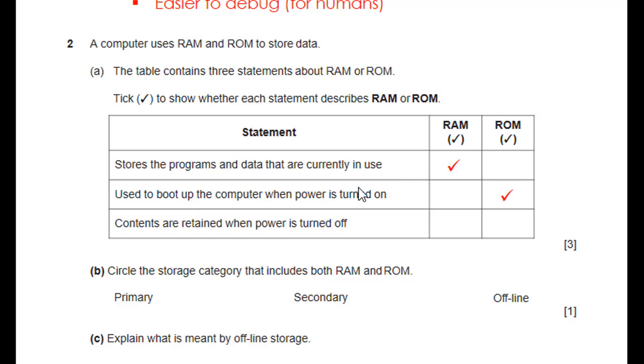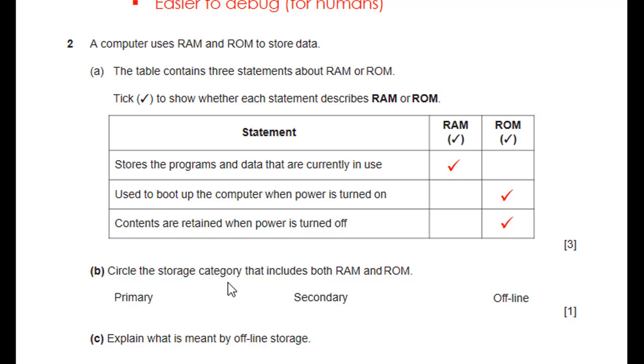And again, as I mentioned, RAM loses its data when there's no power. The ROM keeps its data when there is no power. It always keeps the BIOS and the boot up instructions.